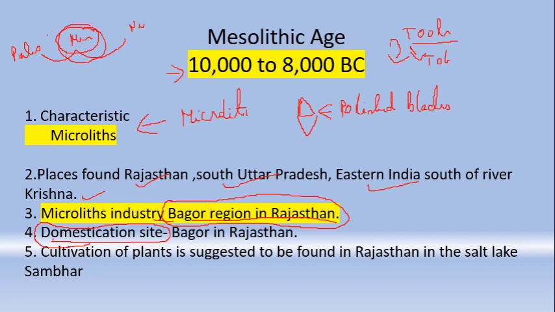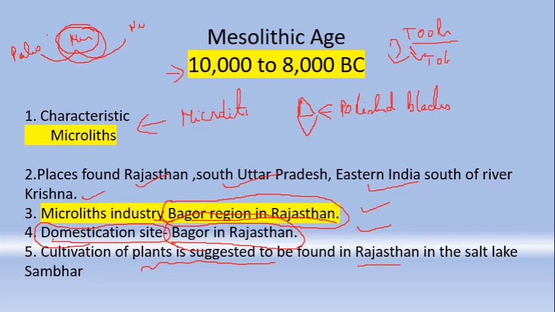Okay, so in which area did we find this? We found it in Bagor, in the Bagor areas of Rajasthan. That means microliths were found in Rajasthan, and the domestication of animals was also seen in this Mesolithic period in Rajasthan. And cultivation of plants is also suggested in Rajasthan.